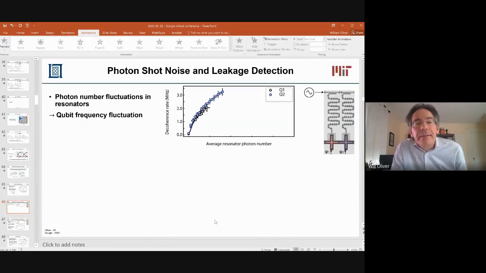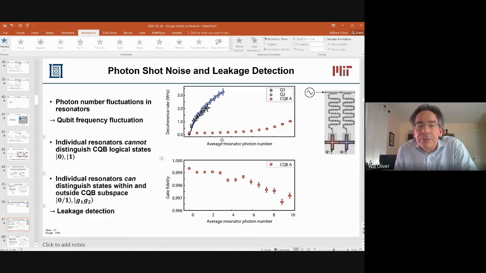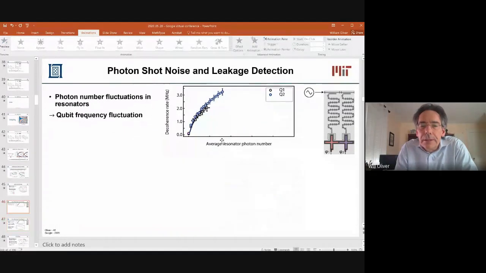So to see that, this is basically protected against photon shot noise. And then I'll talk about leakage detection in a moment. If we look at the decoherence rate as a function of the resonator photon number, then this is just the single transmons. They decay in the usual way. This is 0, 1, 2, 3 photons. I'm not sure why the numbers didn't pop up. Okay, so that's basically what you would expect with transmons.